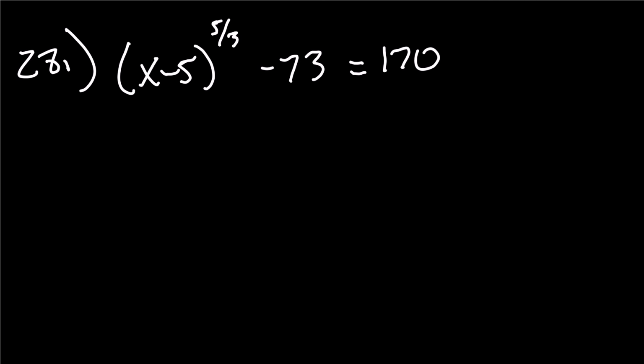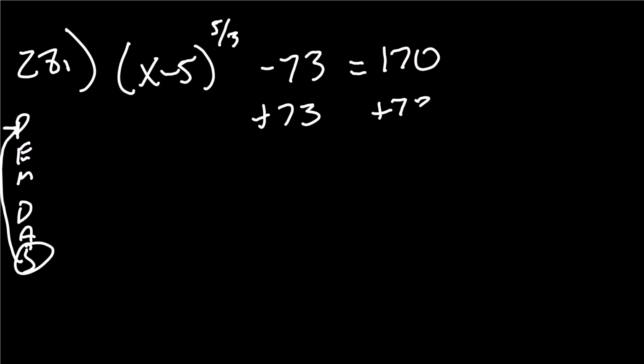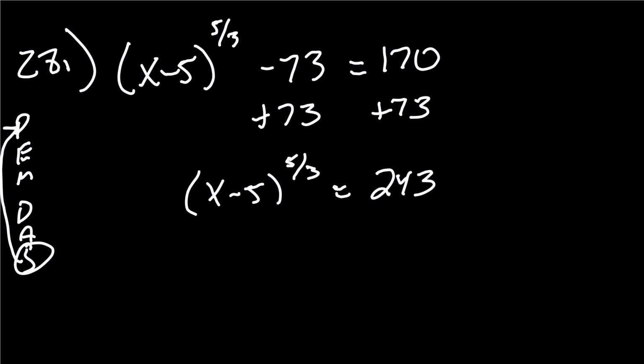Alrighty, 28. Once again, I do my Pemdas Backwards symbol. I see subtraction, but it's inside the parentheses. I also see subtraction outside the parentheses. That's why I add 73 first. I don't care about that x minus 5 yet. I can't do anything with it. So I have (x minus 5) to the 5/3 equals 243.